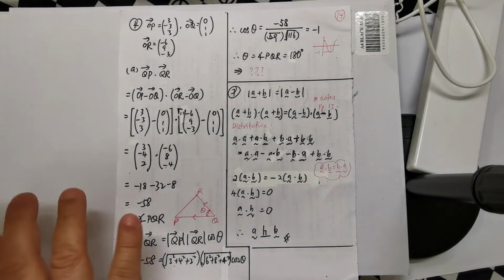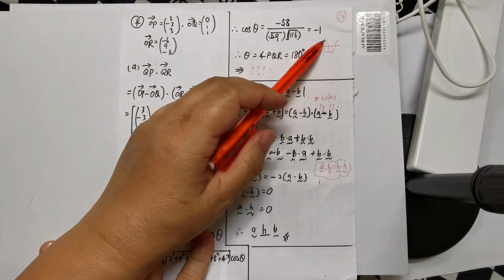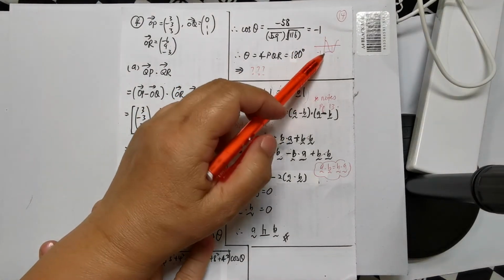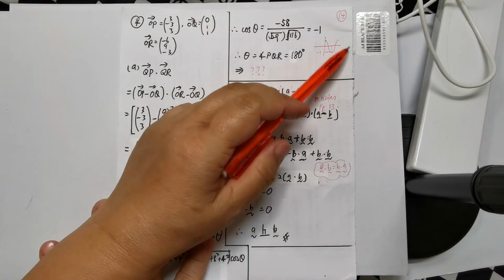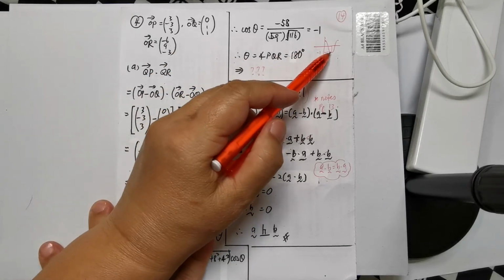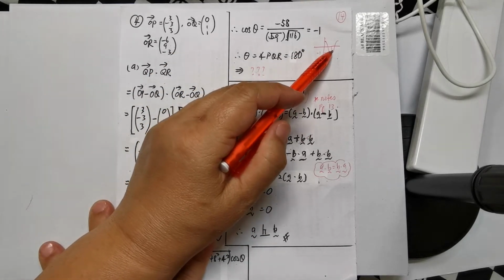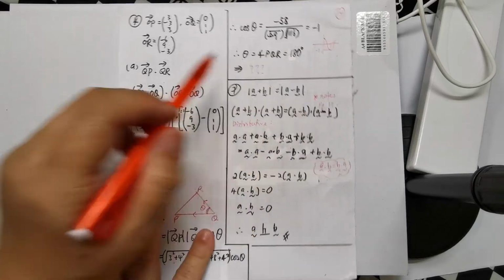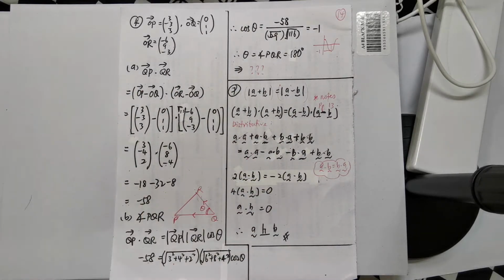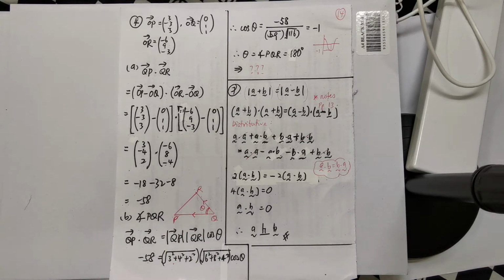All right. Cos theta negative 1. So you remember this cos graph, the graph of cosine. Negative 1, only 1 point here. And this is the center, so 180. So what is the meaning? The question tells you this angle is 180. What does this mean? Can you think of it? What is the meaning? This angle is 180.